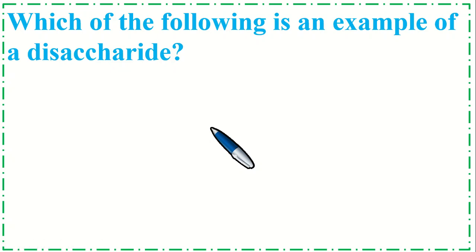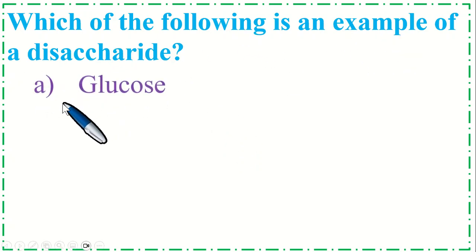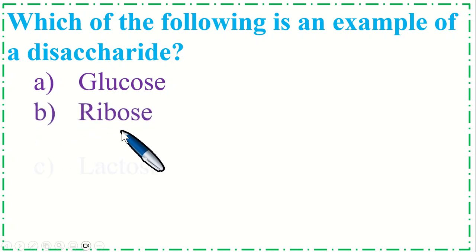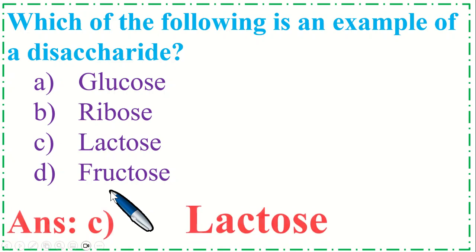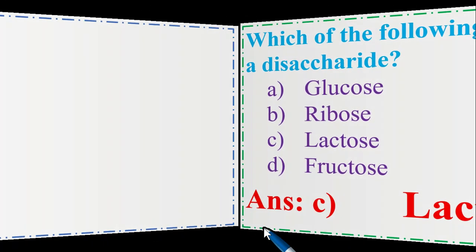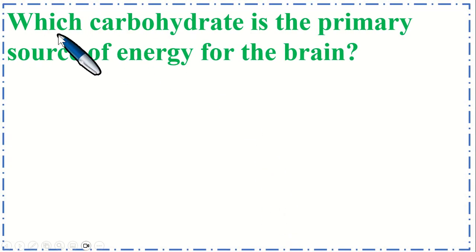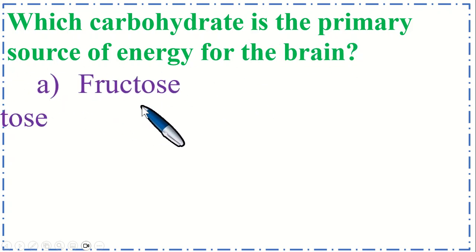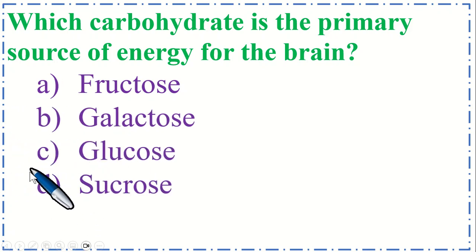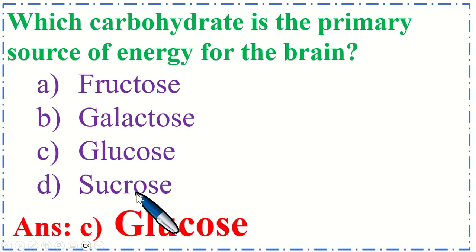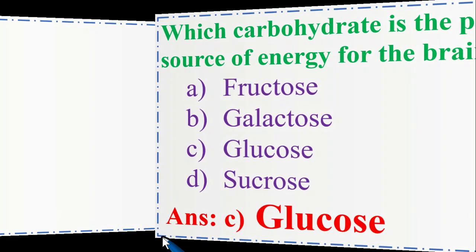So this is very important MCQs. Which of the following is an example of disaccharide? Option A, glucose. B, ribose. C, lactose. And option D, fructose. So the correct option is C, lactose. Which carbohydrate is the primary source of energy for the brain? Option A, fructose. B, galactose. C, glucose. And option D, sucrose. So the correct option is C, glucose.